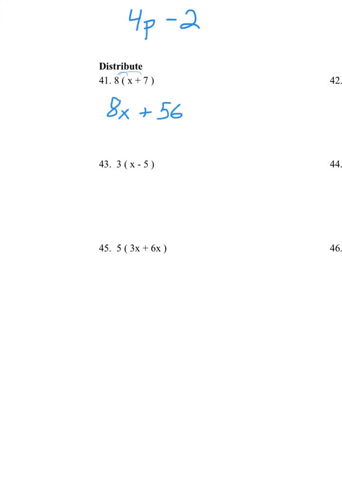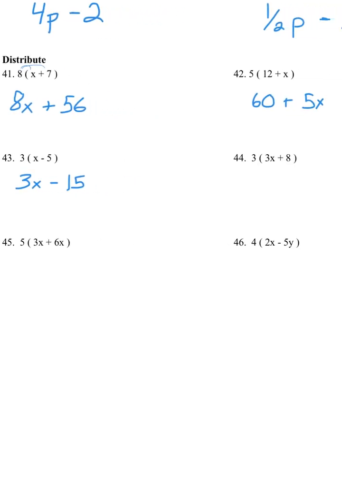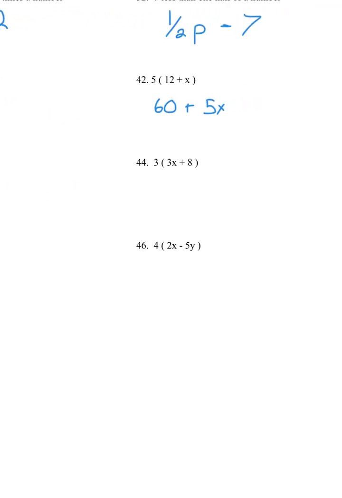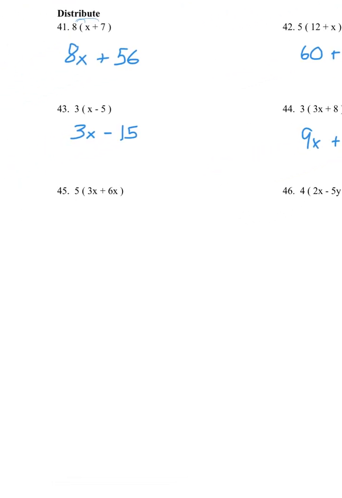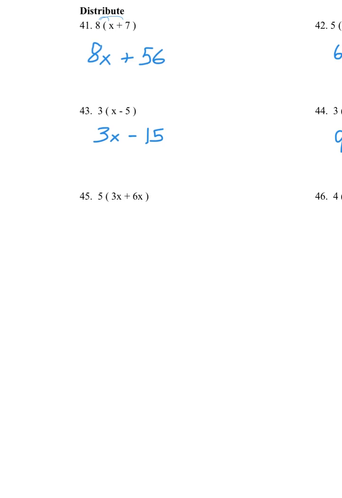Number 43 is going to be 3x. Bring our minus down. 3 times 5 is 15. Number 44, 3 times 3x will give us 9x. 3 times 8 will give us 24. Number 45, 5 times 3x will give us 15x. And 5 times 6x will give us 30x.